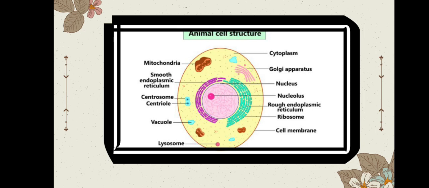Cell wall, of course, is chemically complex in prokaryotic, but here it is only in the plant cell and is absent in the animal cell. Vacuole, absent, present; capsule, may be present or may be absent. In terms of size, the prokaryotic cell is 1 to 10 micrometers, but the eukaryotic cell is way larger, like 10 to 100 micrometers. So this was about the prokaryotic cell and eukaryotic cell.